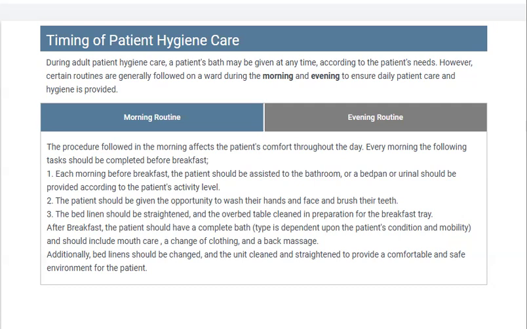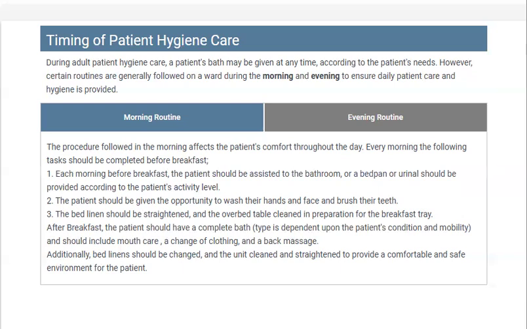1. Each morning before breakfast, the patient should be assisted to the bathroom, or a bedpan or urinal should be provided according to the patient's activity level. 2. The patient should be given the opportunity to wash their hands and face and brush their teeth. 3. The bed linen should be straightened, and the over-bed table cleaned in preparation for the breakfast tray.